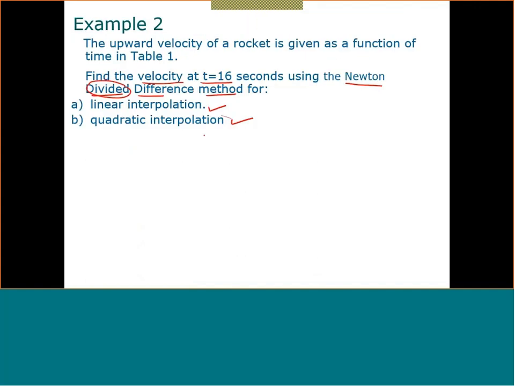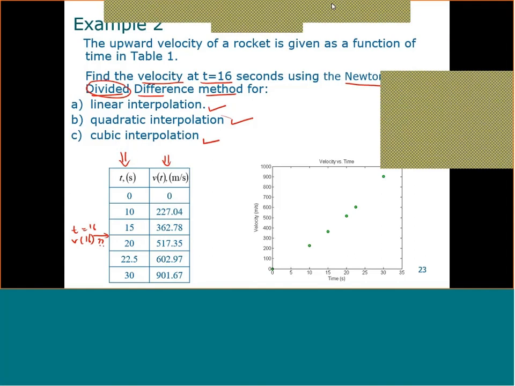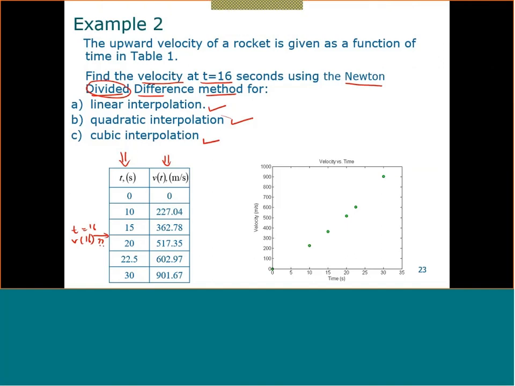Okay, that's a good question. The question says that in this method, we will still pick the closest points to the point we looked for. Yes, exactly. Thank you very much. For example, here, I want to find T16. For the linear, of course, it is 15 and 20. That's what I want to do. Okay, so let's move on.